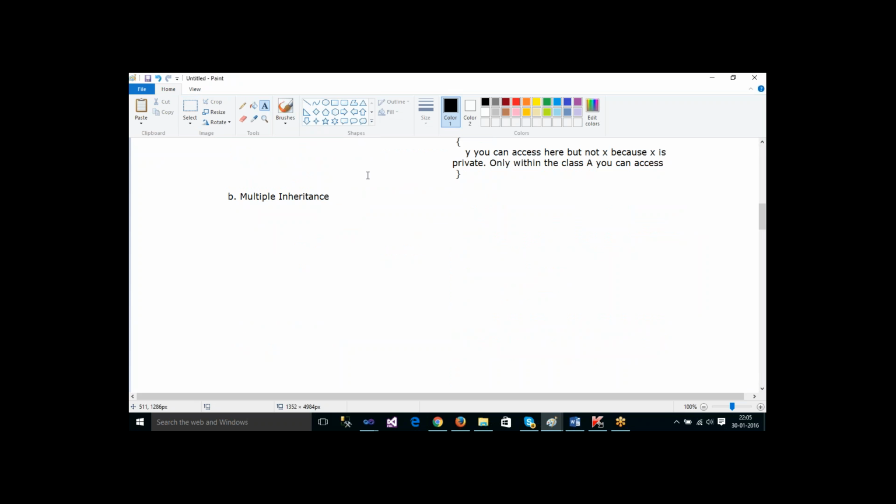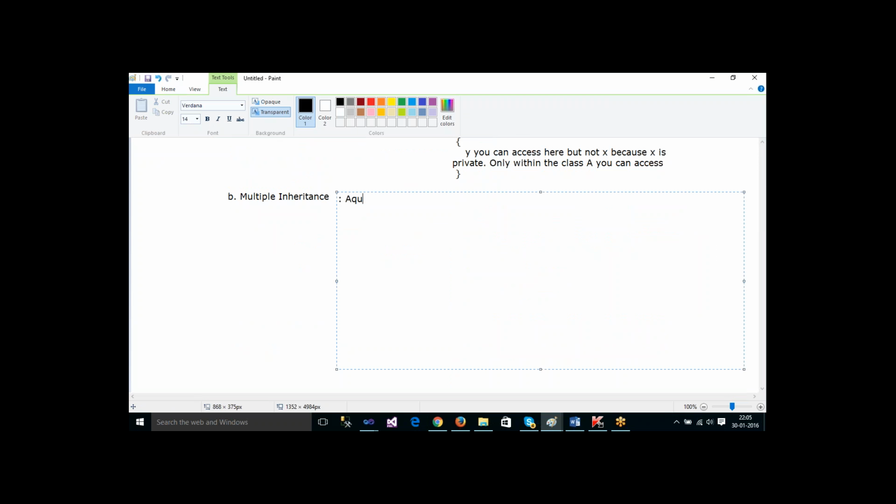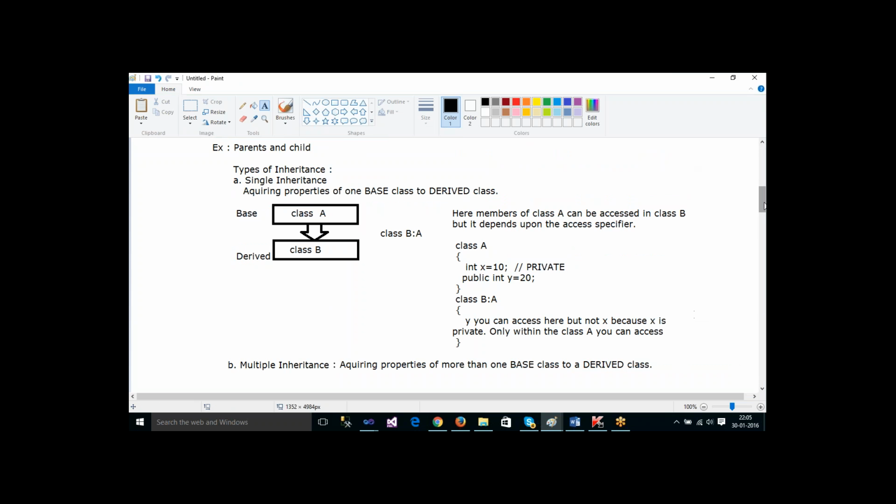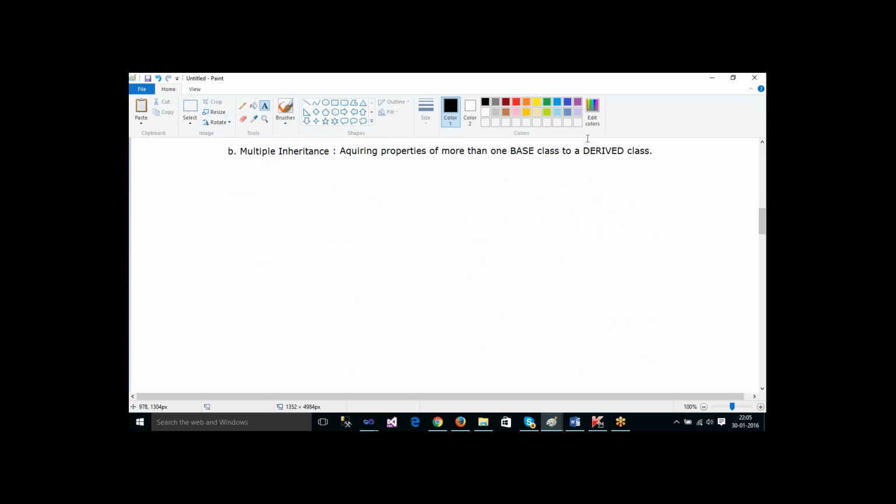Second, what is multiple inheritance? Acquiring properties of more than one base class to a derived class. More than one base class. In the previous one, only a single base class was there. What do base and derived mean? These are base, and this is derived. Now, more than one base class, so how are we going to represent it here?